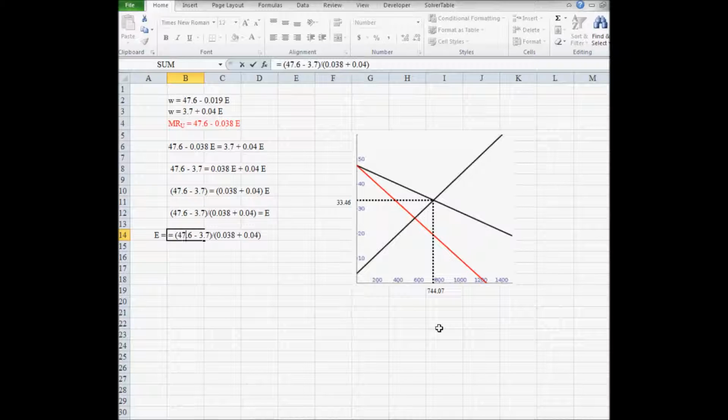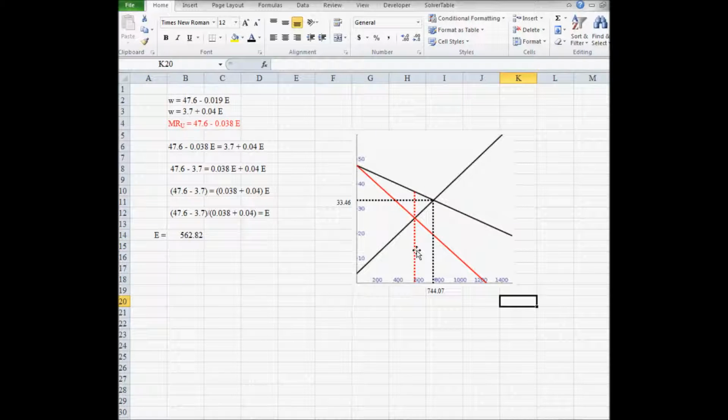So the employment level is 562.82, which is this value right here. I'm going to copy and paste that into Cengage Now.